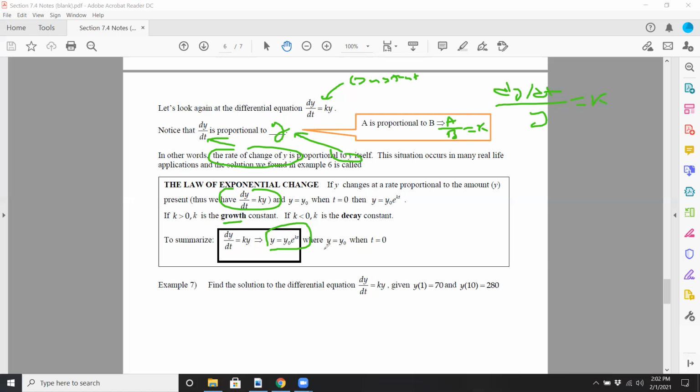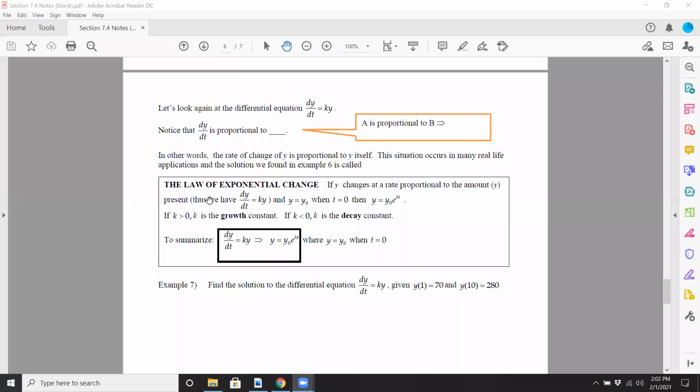And again, the initial condition is that y equals y sub 0 when t equals 0, because if t equals 0, you have e raised to the 0 power. So now you can just kind of assume this solution. You don't even have to go through the whole motion of separating, integrating, substituting, isolating. You can just go straight to it. So let's do this for example 7 now.